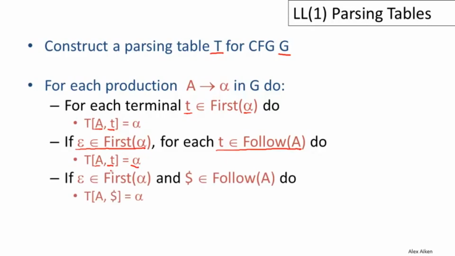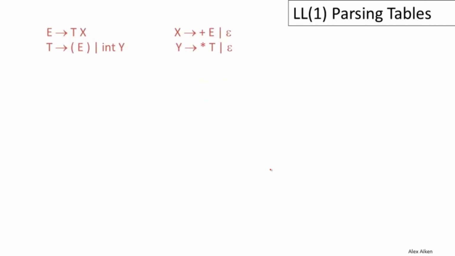And finally, a special case for dollar, because dollar is technically not a terminal symbol. If we're at the end of the input, so we have some stuff left on the stack, in particular, we have the non-terminal A is still our leftmost non-terminal, but we've run out of input. Well, then our only hope is to get rid of the A completely, and so we want to pick a production for A that can go to epsilon. So we look for a production A goes to alpha where epsilon is in the first of alpha, and dollar can follow A in a derivation. So that is the procedure, or those are the rules for constructing a parsing table. And now let's work through an example.